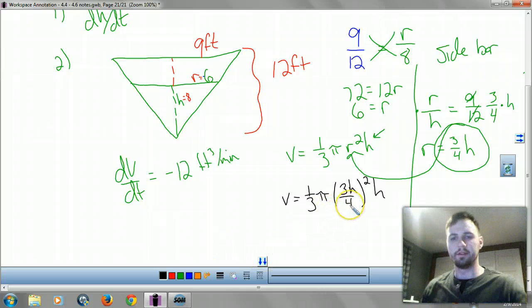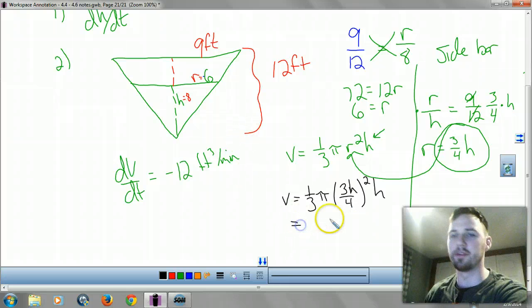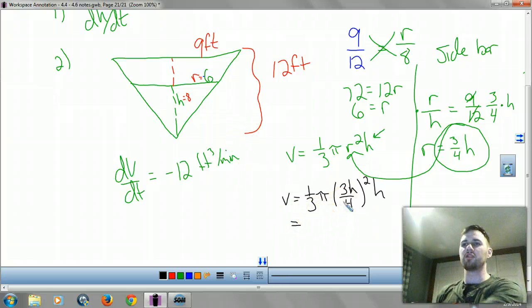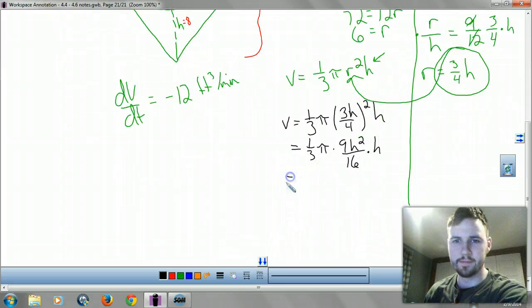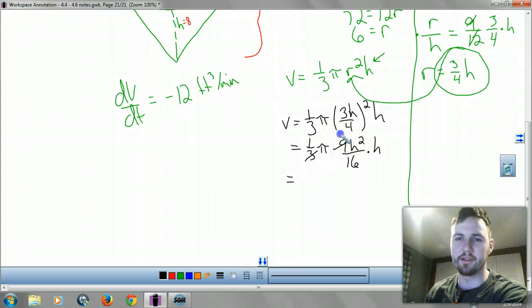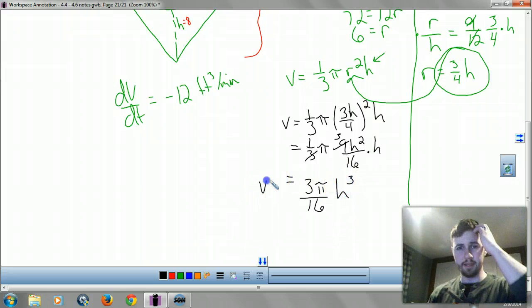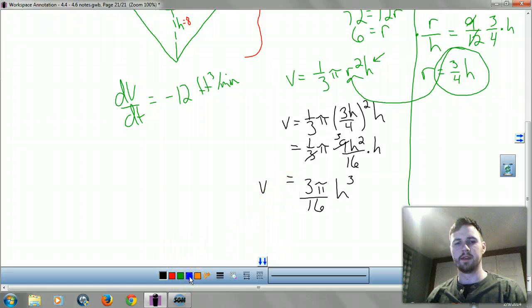Okay? So what happens to this equation, I'm going to put that squared through to everybody. I get 1/3 pi times 9h squared over 16 times h. So this and this cancel, and you get 3 pi over 16 times h cubed equals your volume. Now I have, in terms of variables, only ones I know and none that I don't.